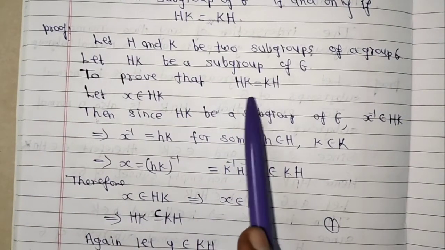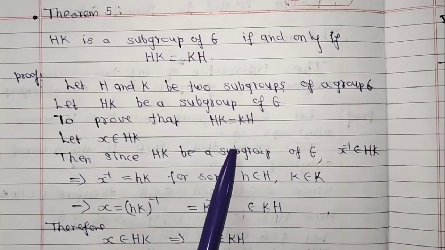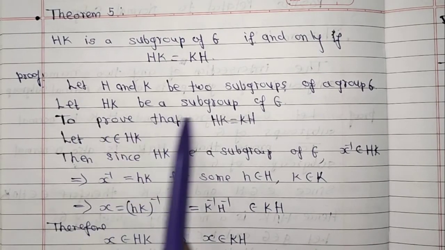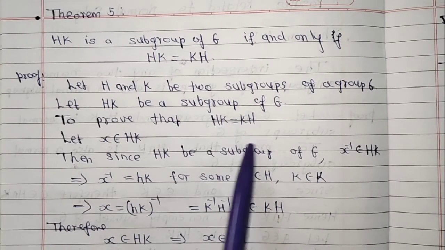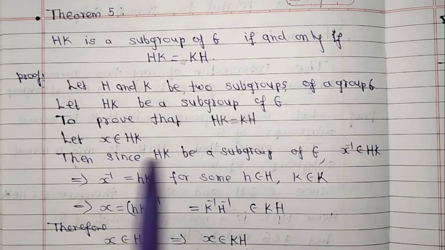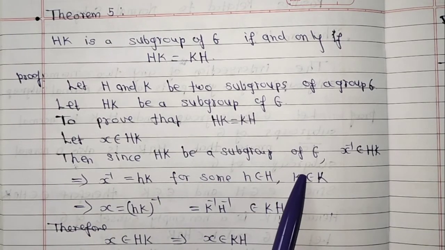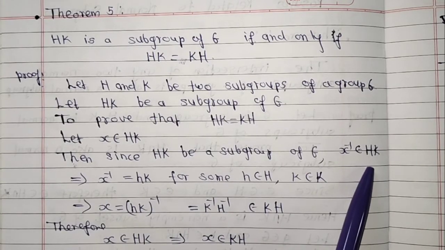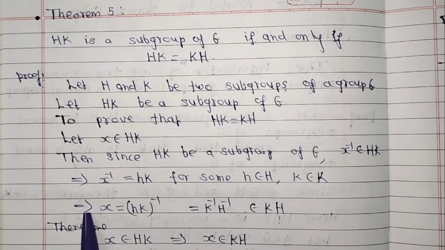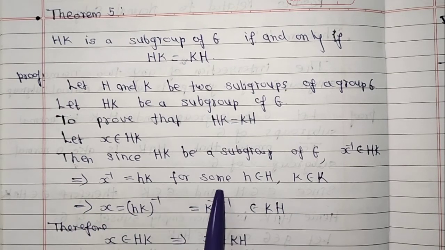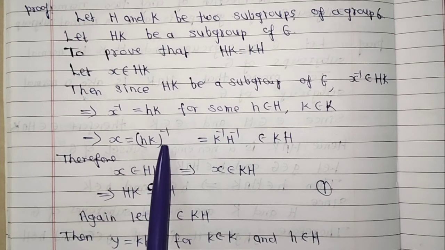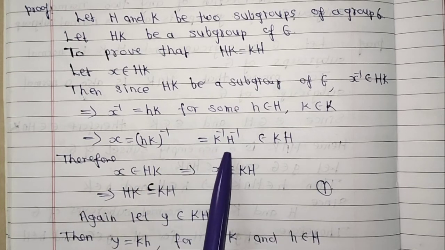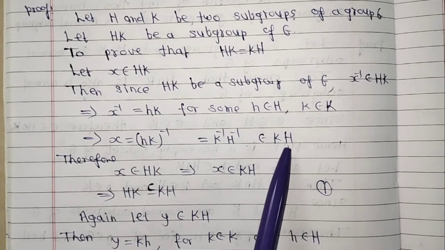Let H and K be any two subgroups of group G, and let HK be a subgroup of G. We have to prove that HK equal to KH. Let x belongs to HK. Since HK is a subgroup of G, x inverse also belongs to HK. This implies x inverse equal to hk for some h belongs to H and k belongs to K. And this implies, by taking inverse, x equal to (hk) inverse, which is equal to k inverse h inverse, which also belongs to KH.